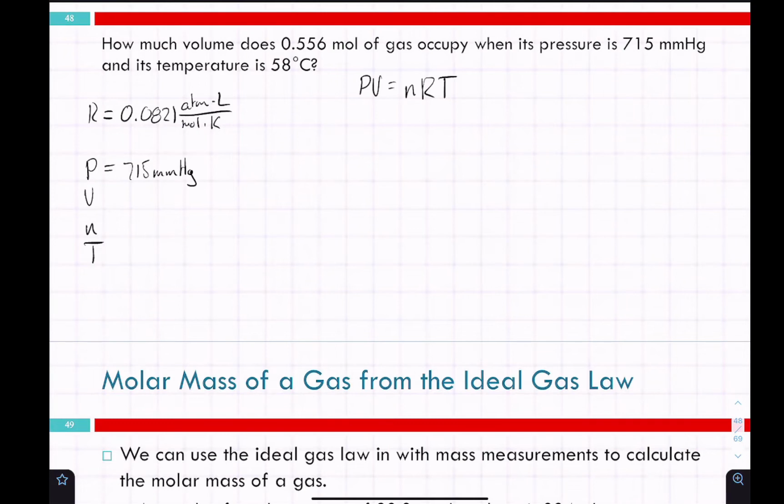So what's this conversion factor? 760. For 1 atmosphere, it's going to be 760 millimeters of mercury, which is the same as torr. Millimeters of mercury and torr are the same thing; they're very, very slightly different. So 715 divided by 760 is 0.9408.